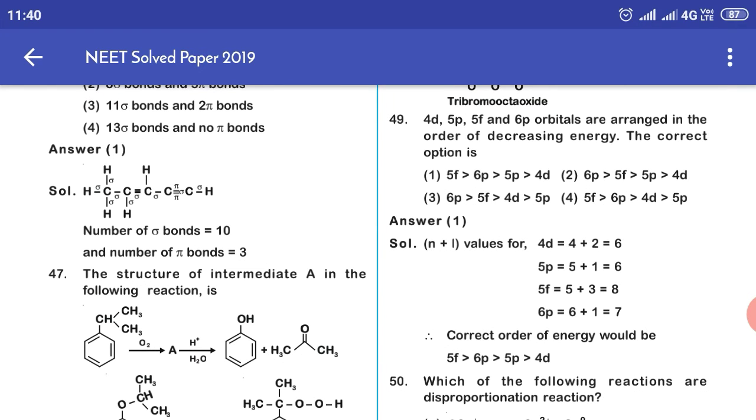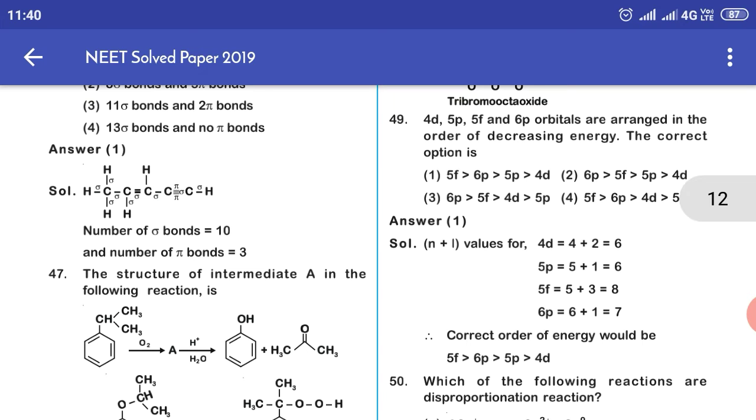This is from atomic structure. 4d, 5p, 5f and 6p orbitals are arranged in the order of decreasing energy. The correct option is, you can know very well the above principle. The electrons are filled in the orbitals in increasing order of their energy, and the energy is calculated by using the n plus l rule. If the n plus l value is the same for both orbitals, then we take the value of n. Here n means principal quantum number, l means azimuthal quantum number.